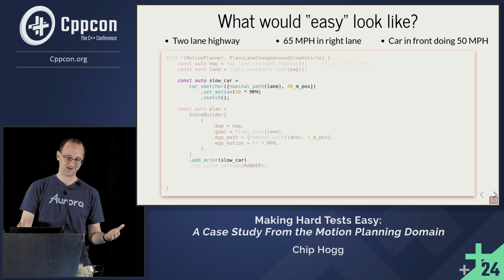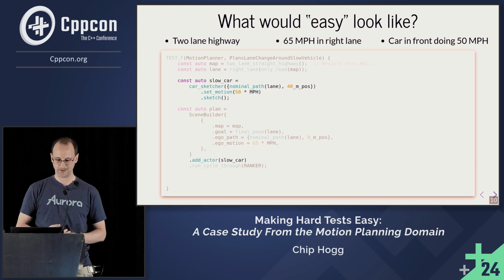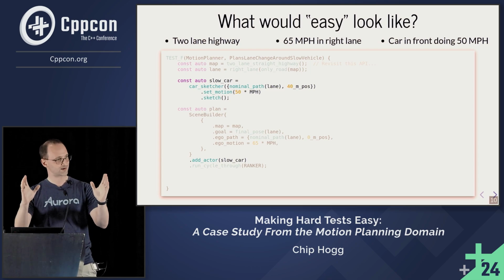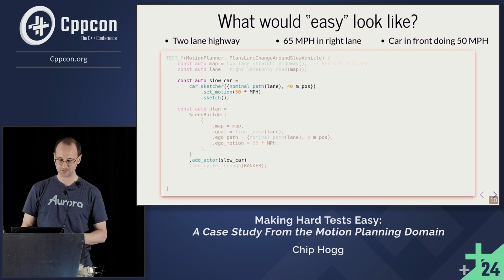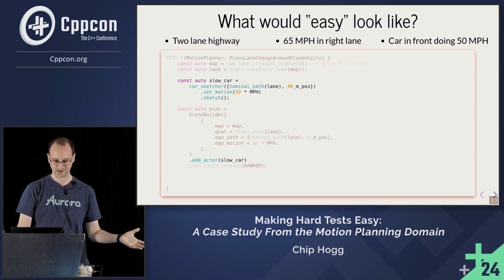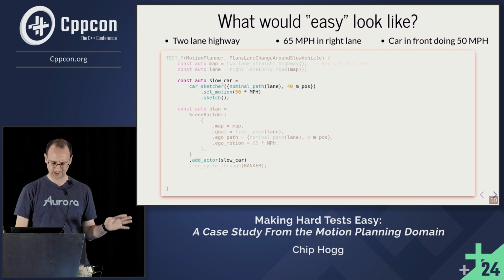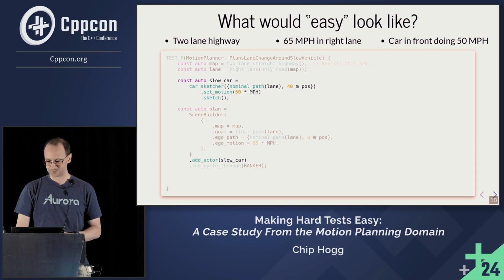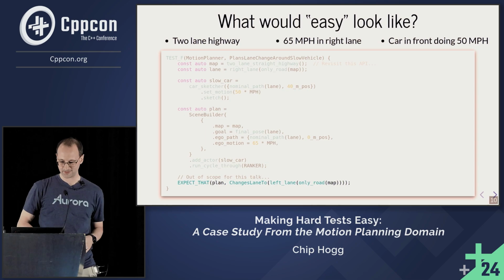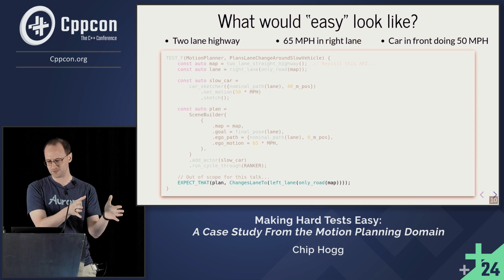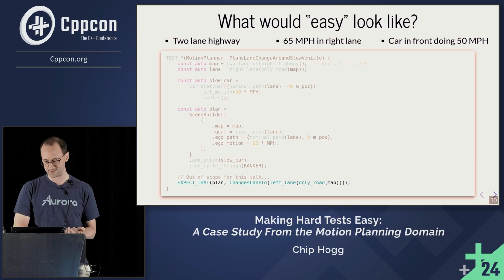Now it's time to add the slow car. So we're going to sketch a car that's in that same path, but 40 meters ahead. Set it to 50 miles per hour, and then add it with add actor. The timer was really freaking out, but okay. Then we're going to finish this off and expect that it changes lane. The implementation of that we'll worry about later.